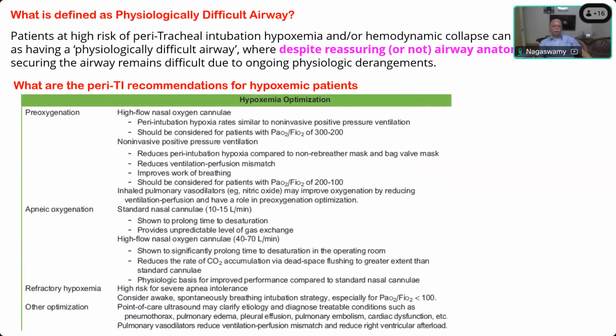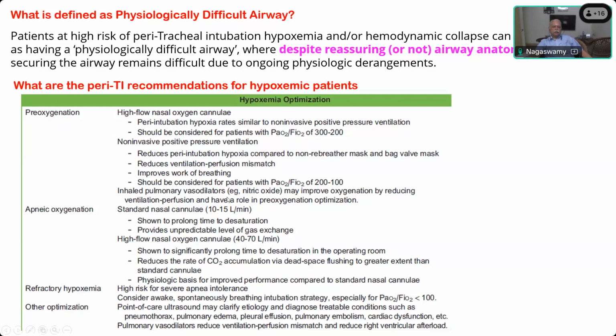This is the recommendation on how you try to control or treat this hypoxemia. First thing they advocate is pre-oxygenation. All of you know that we do pre-oxygenation for all the patients before starting general anesthesia as a protective measure to prolong the apneic oxygenation time. Here, high flow nasal oxygen has been found to quite reduce peri-intubation hypoxia rates. Or you can do non-invasive positive pressure ventilation.